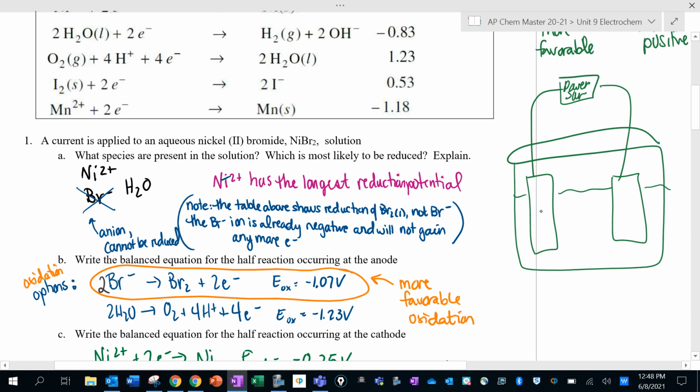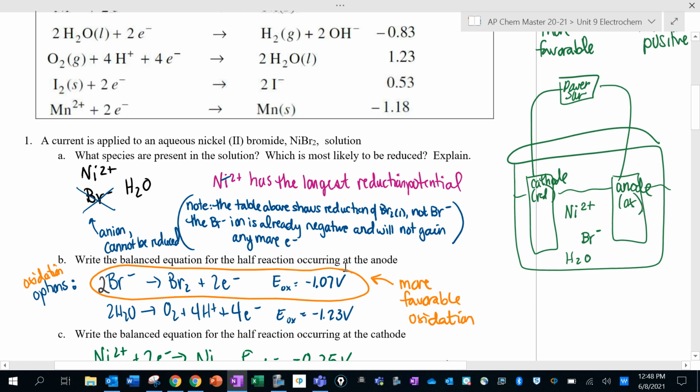These electrodes are placed in a solution of nickel bromide. Nickel bromide is an ionic compound, so when it dissolves in water, it's going to make nickel ions and bromide ions, and it's dissolved in water. So these are the three things in the solution: nickel ions, bromide ions, and water. One of these three substances is going to be reduced at the cathode. Let's label this one the cathode; that's where the reduction is going to occur. And at the anode, one of these three substances is going to be oxidized. So let's figure out what our possibilities are.